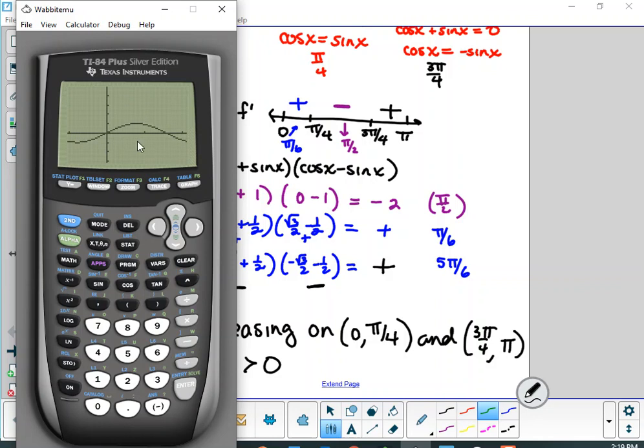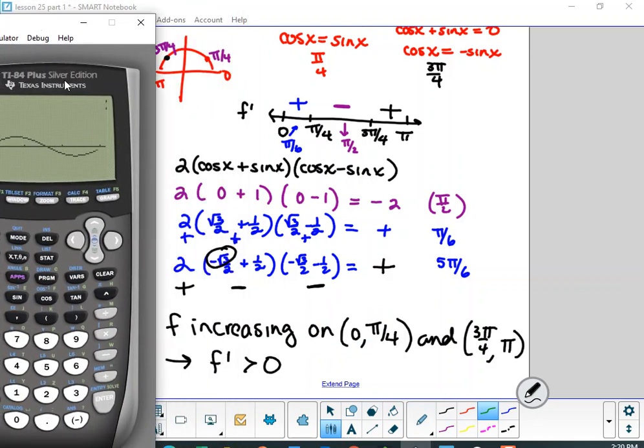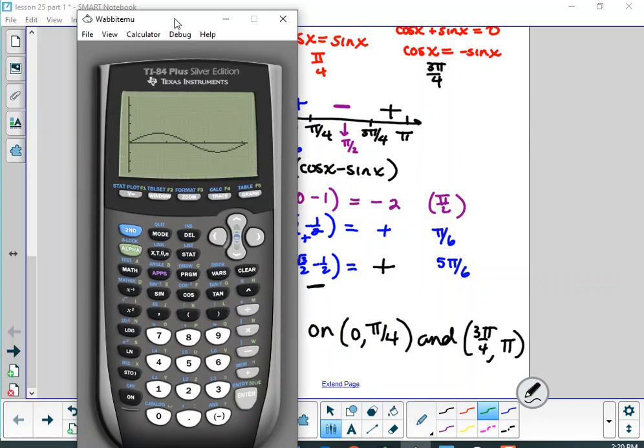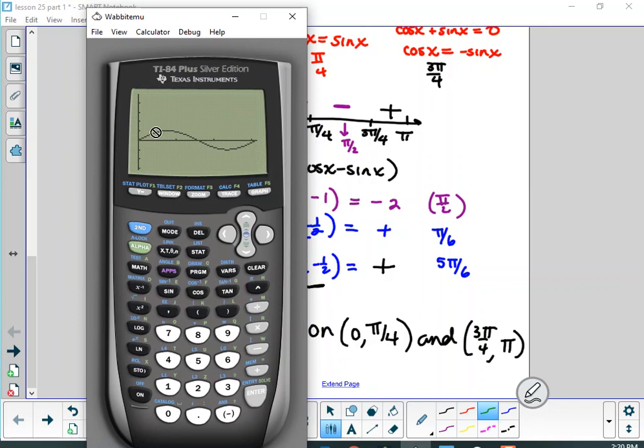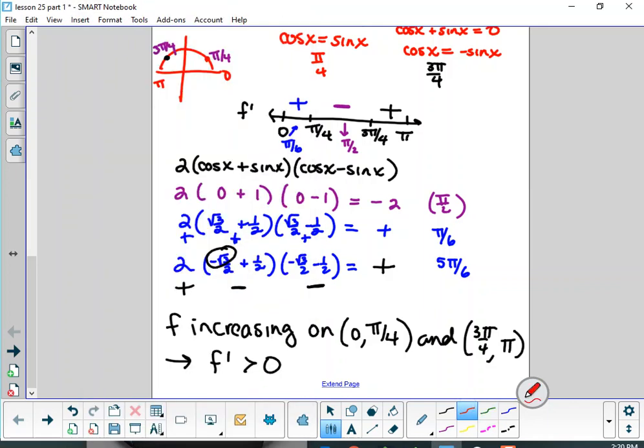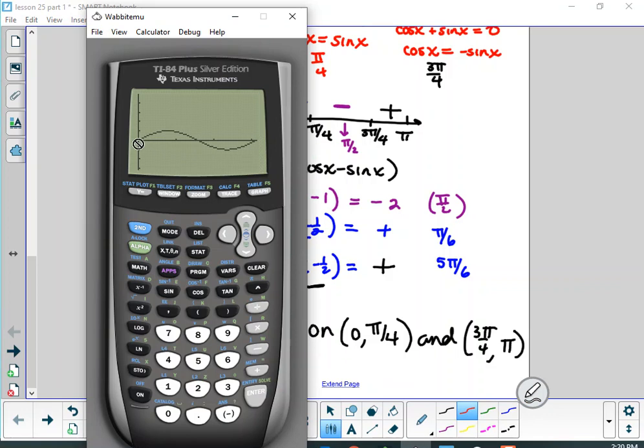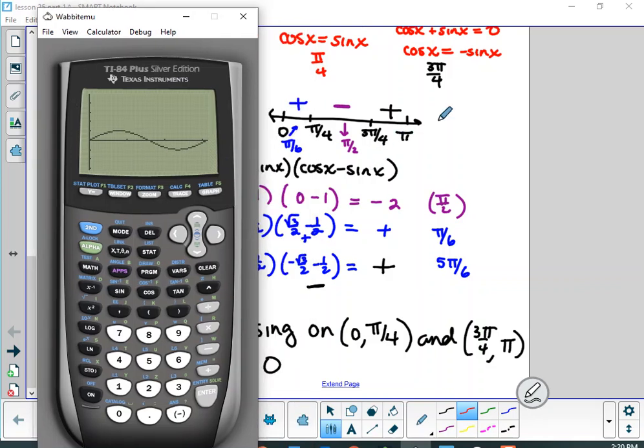Looking at f's graph from 0 to pi, we are seeing exactly the behavior that we described here. It's increasing from 0 to pi over 4, and then it's decreasing, and then it's increasing again. Because remember, this is the slope. The slope of this function is positive, and then negative, and then positive.